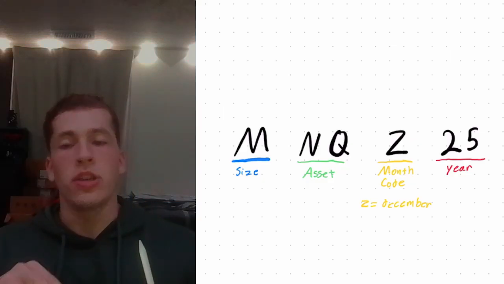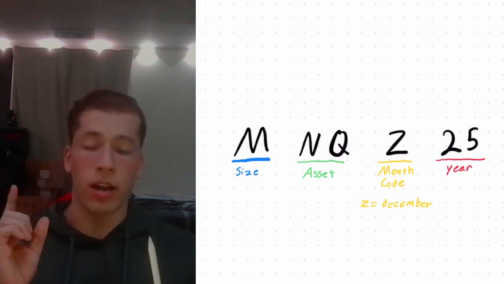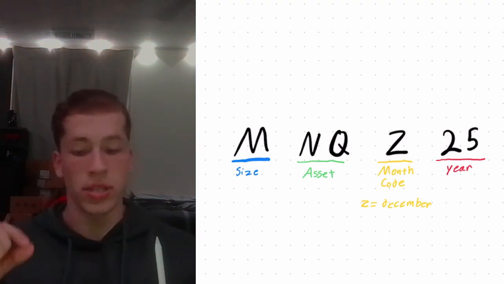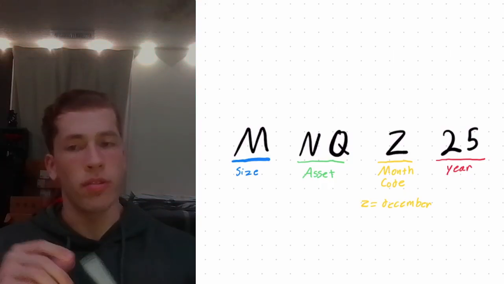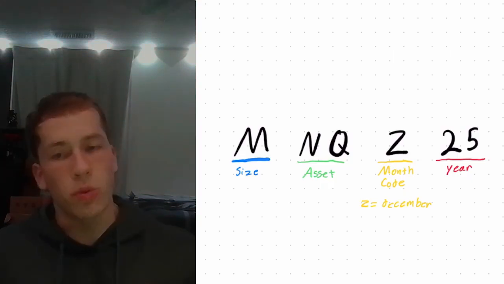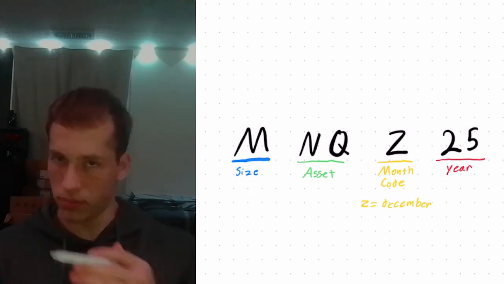The next two letters indicate the asset. So NQ, Nasdaq, that's the asset. The letter following is the monthly code. So Z represents December. And then following that is the year, 25. So MNQZ25 means it is a micro NQ contract that expires in December of the year 25.